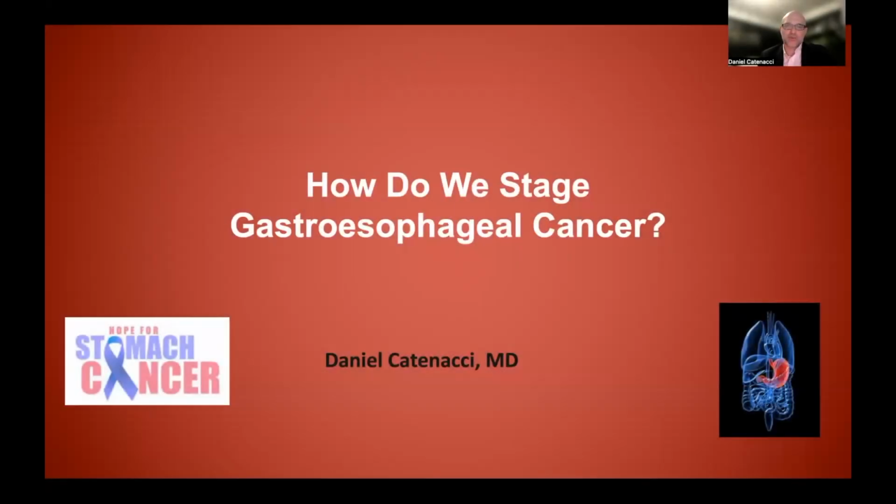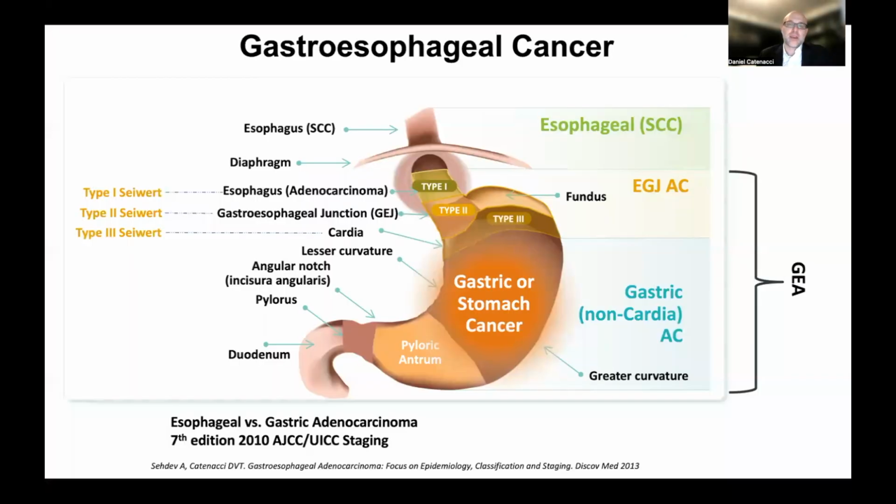How do we stage gastroesophageal cancer? In this video, we are going to go through the steps taken to get an accurate stage of a gastroesophageal cancer. In previous videos, we discussed the three main subtypes of gastroesophageal cancer: esophageal squamous cell, esophagogastric junction adenocarcinoma, and gastric non-cardia adenocarcinoma. We went through the different causes, who's at risk for each of these. We talked about the different symptoms and the ultimate diagnosis. Now we're going to build on that to discuss how we stage the cancer.